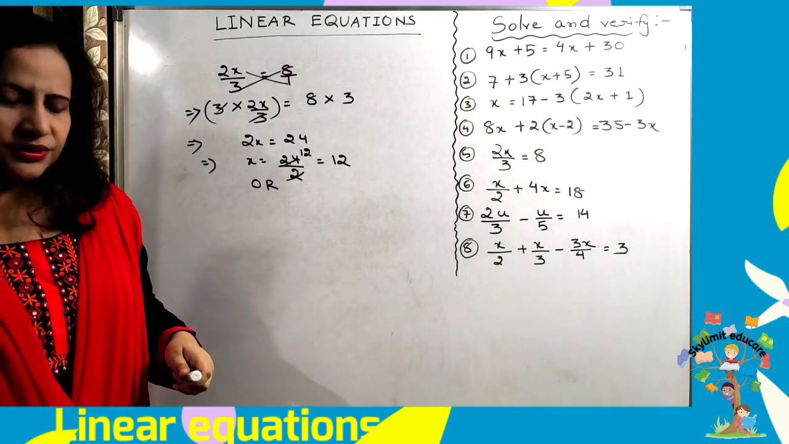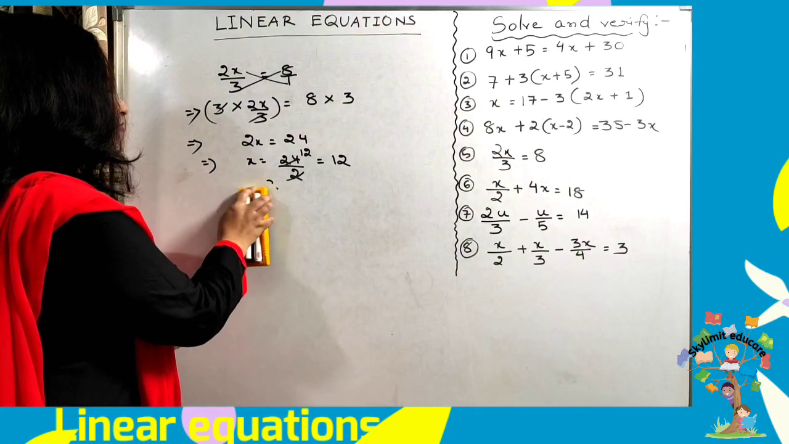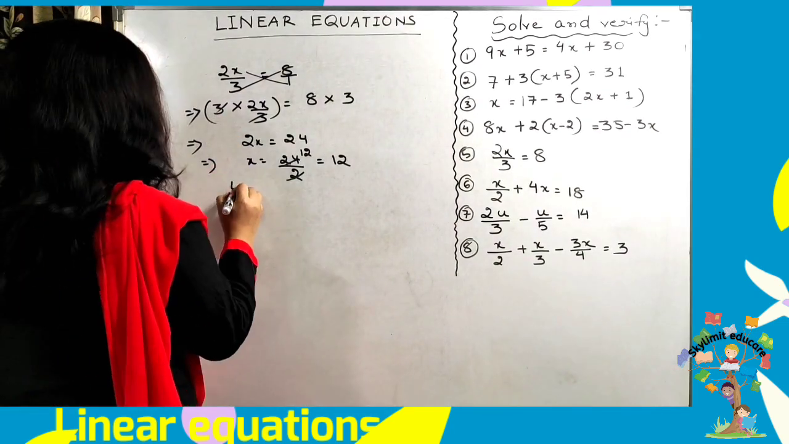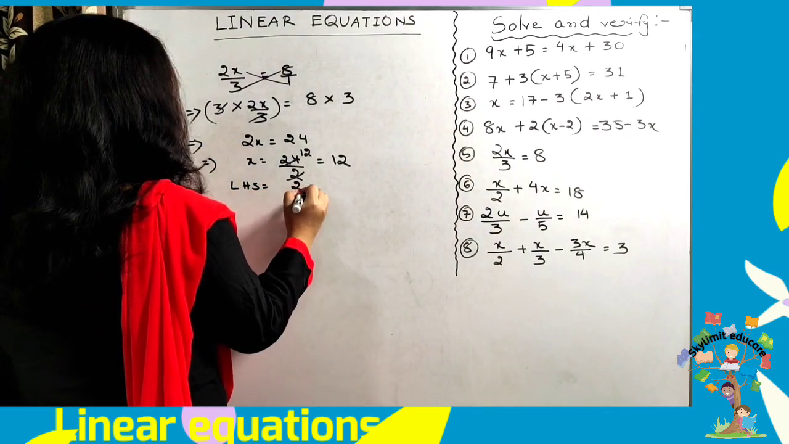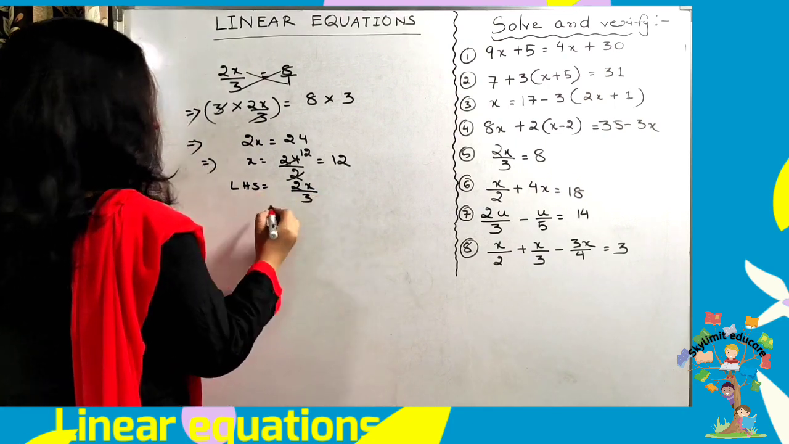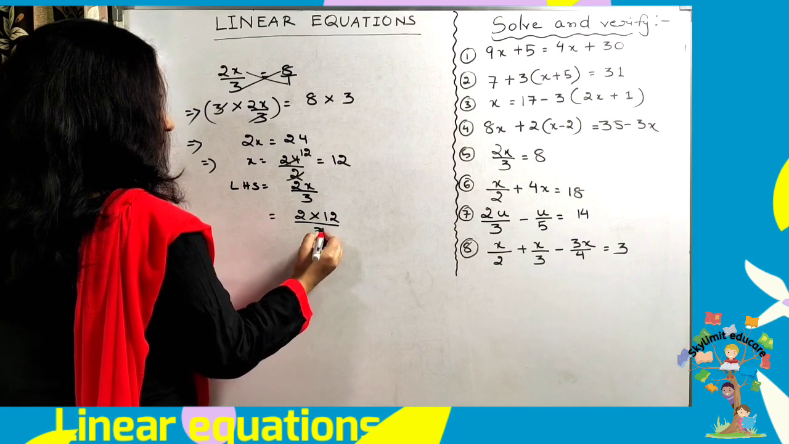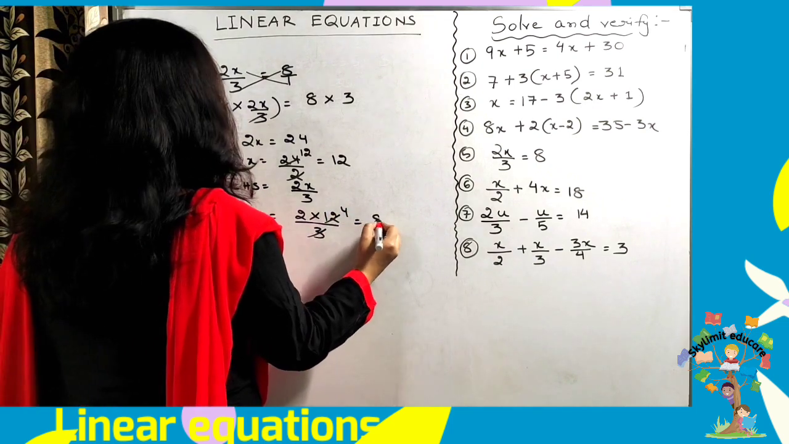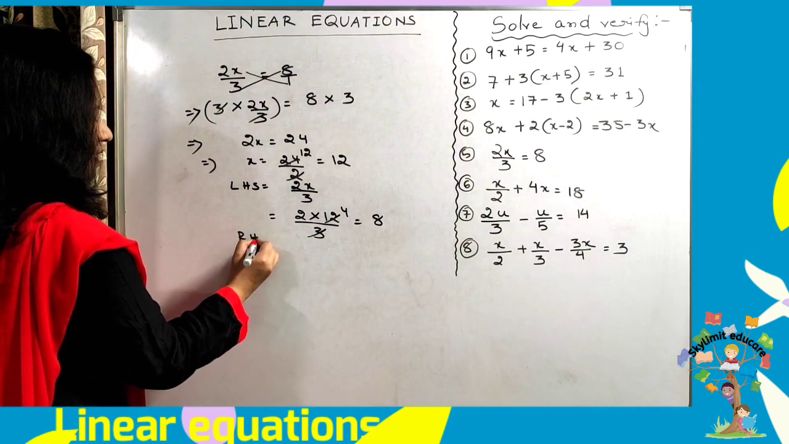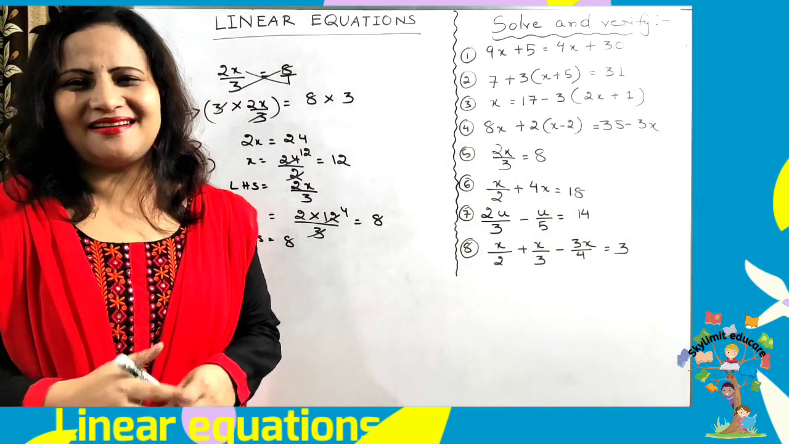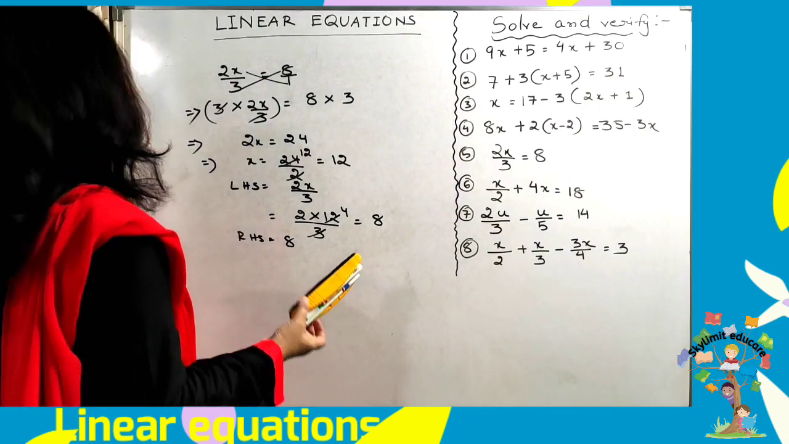Okay. Now let us substitute the value for x and verify whether the left hand side is equal to the right hand side or not. So the left hand side we are having 2x by 3. So the value of x is 12. So how much we got? 8. And the right hand side is already 8 given to us. That proves the left hand side is equal to the right hand side. So it's verified. Clear everyone?